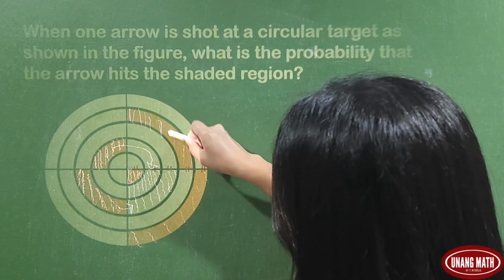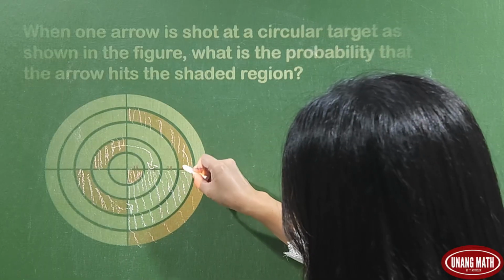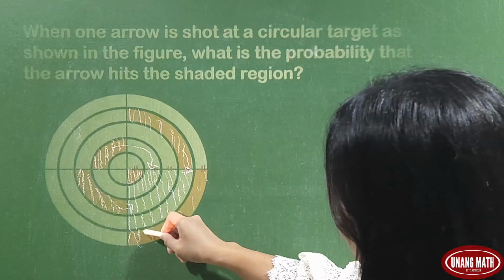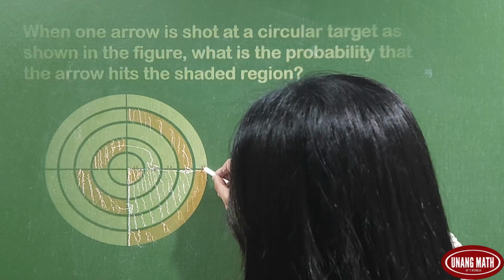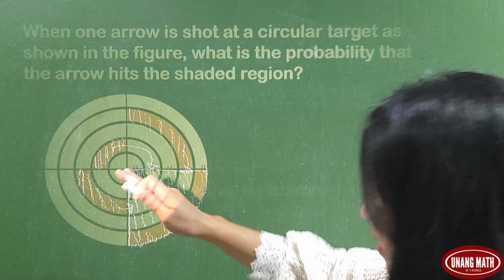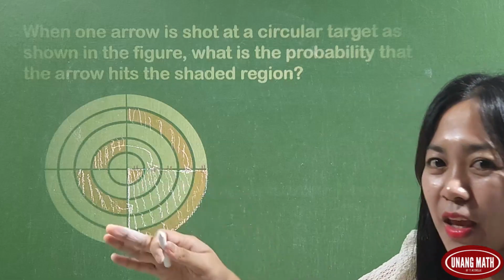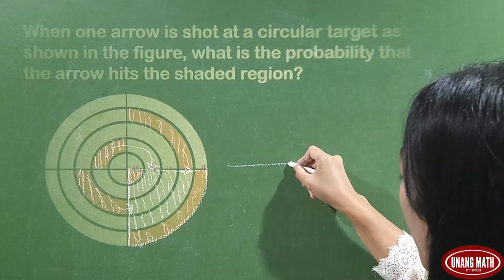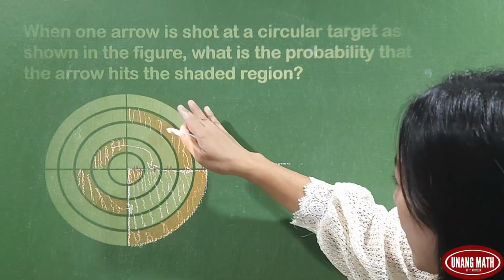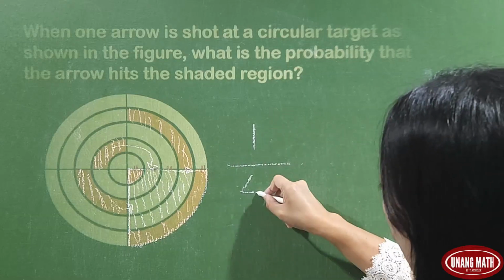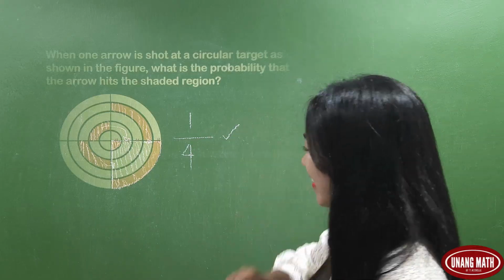This shaded part is equal or just the same to this part. So we will be moving this shaded part here. And this is shaded. So as you can see, this region is now shaded. This circle is divided into 4 equal regions or parts. So that means that the probability the arrow hits the shaded region would be 1 over 4. So this is now our answer.